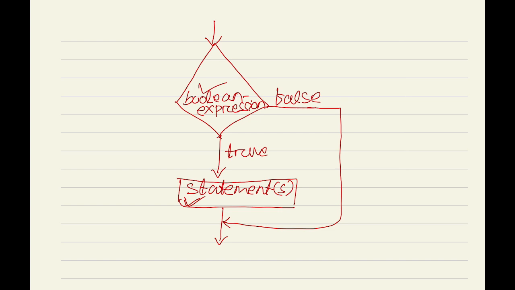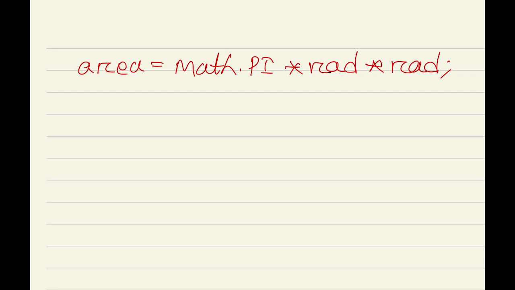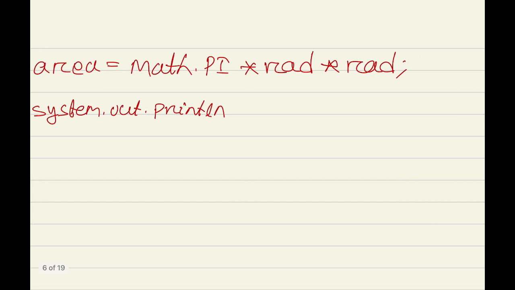We have discussed one simple program previously: how to find the area of a circle if the radius is given or if the radius is input through the keyboard. Area equal to Math.PI multiplication radius multiplication radius. Then we can write in the next line System.out.println area. So simply we are printing the value.